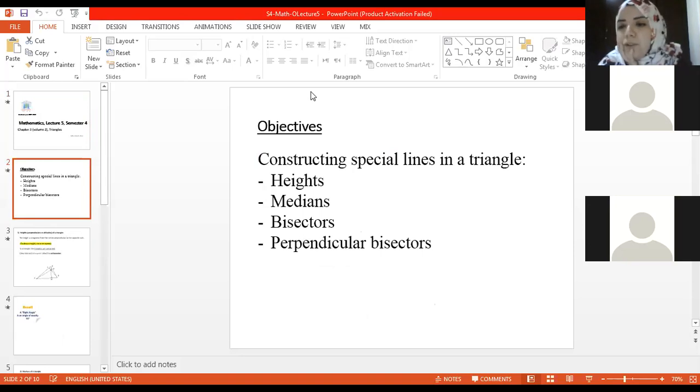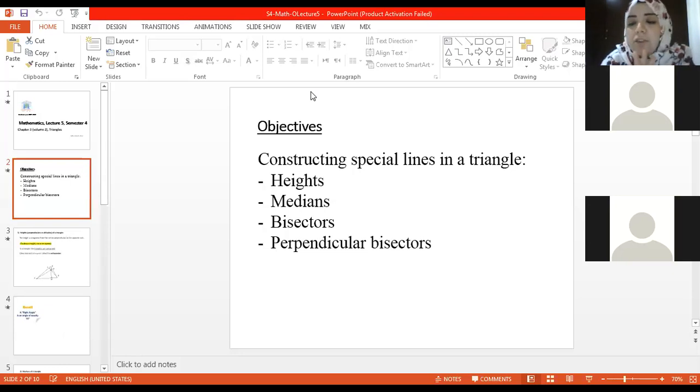If I want to draw the median, what do I use? You should expect such questions in the quiz, okay? A long ruler. Very good, Huda. So we use the long ruler in order to draw the median. If I want to draw the bisector, what do I use? A protractor. Very good.